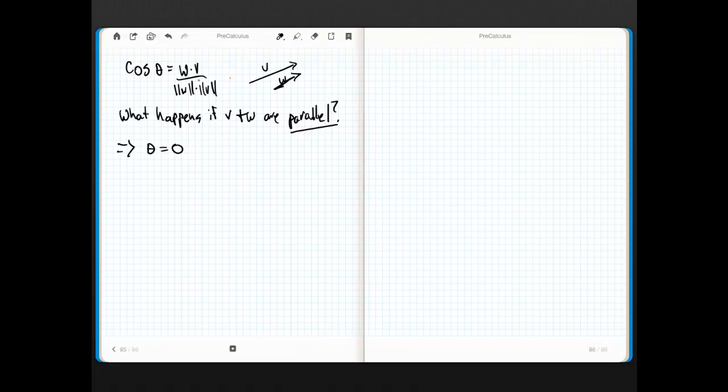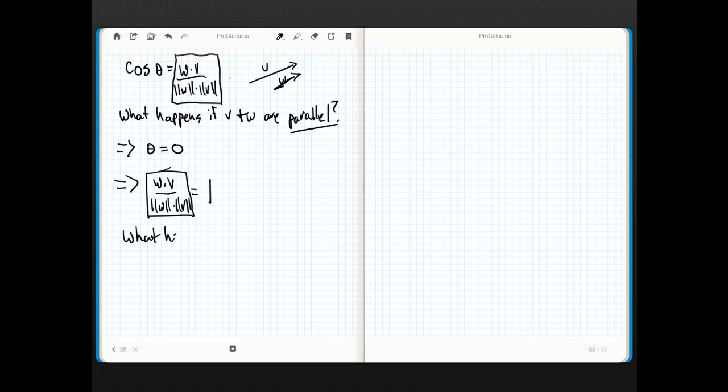However, think about what has to happen if that's going to happen. If these things are going to be parallel, if the angle between them is going to be 0, then what does this imply about W dot V over the magnitude of W times the magnitude of V? What's the cosine of theta? It's 1. If two vectors are parallel, that implies that this guy has to be 1, right?